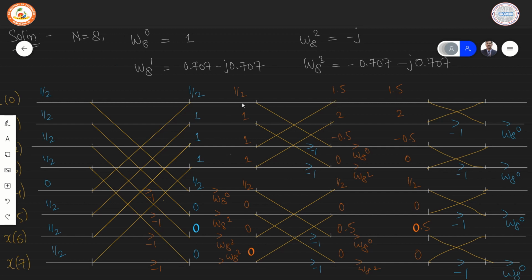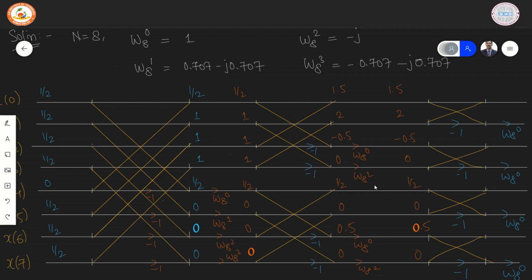Next, we can compute the output of the second stage. The sum of 1 by 2 and 1 is 1.5, the difference is minus 0.5. The sum of 1 and 1 is 2, the difference is equal to 0. The sum of 1 by 2 and 0 is 1 by 2, the difference is 1 by 2. The sum of 0 and 0, sum and difference both should be 0.